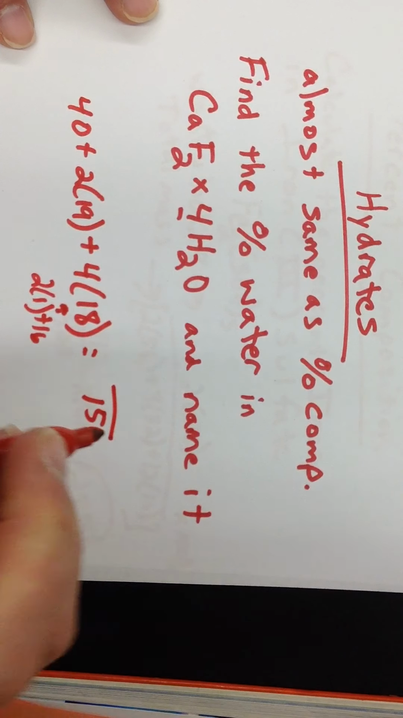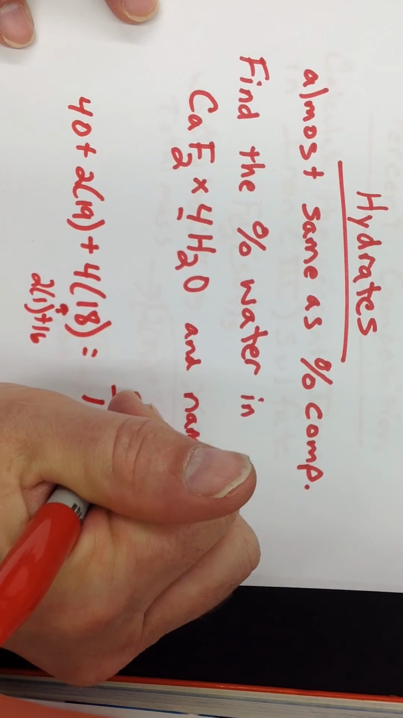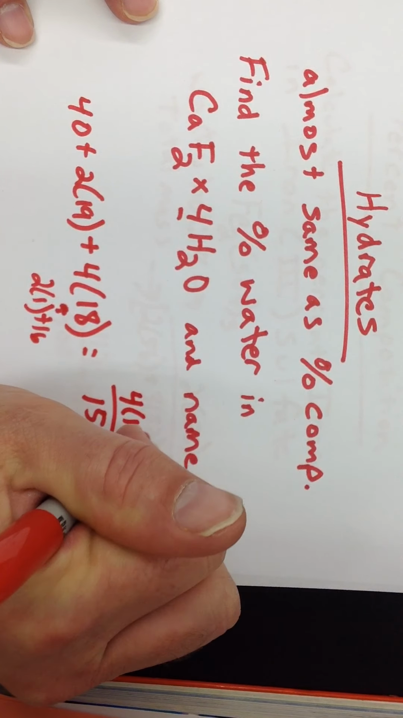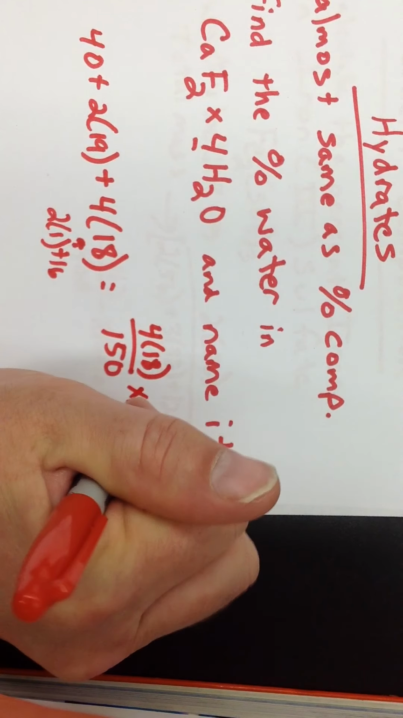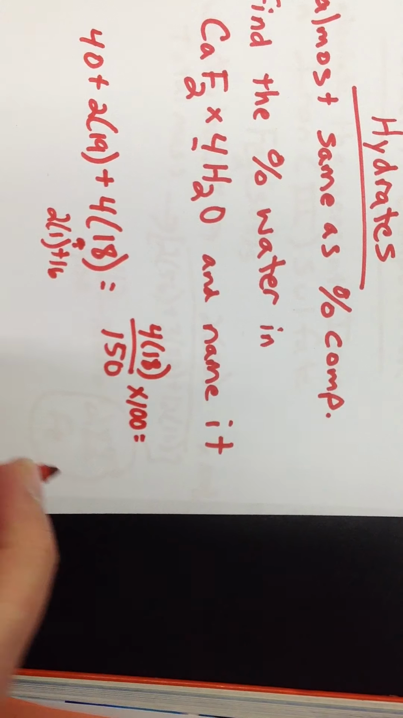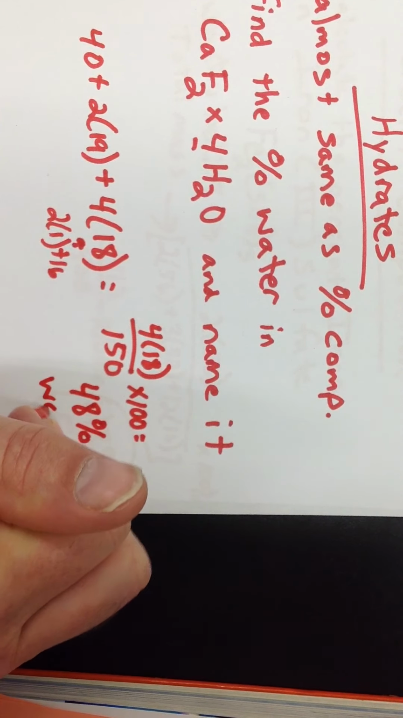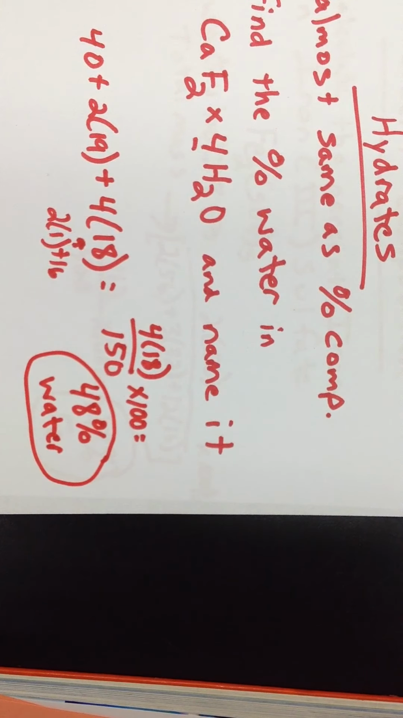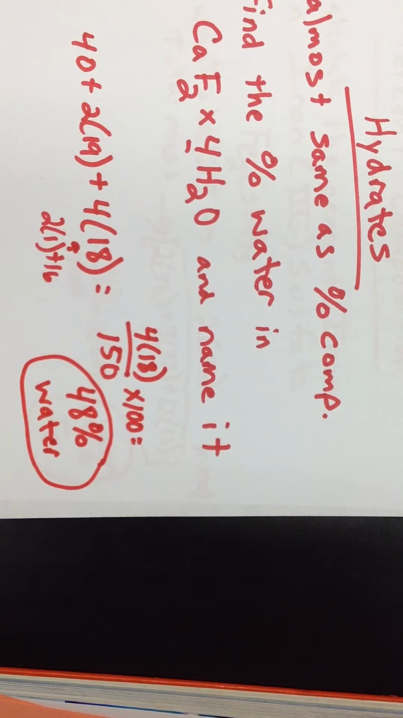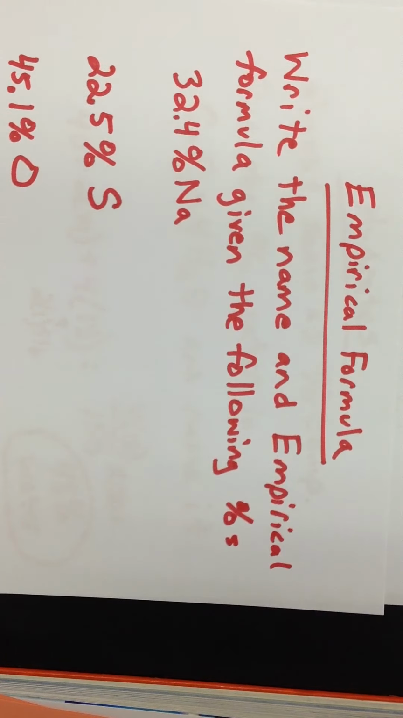That's your total mass. Now, what are you looking for? Well, it says how much water. How much water is up here? 4 times 18 goes on top. Again, we've got to multiply it times 100 for percent. And that simply gives you 48% water. Not bad, not bad. Okay, the next two problems we're going to work something called an empirical formula.